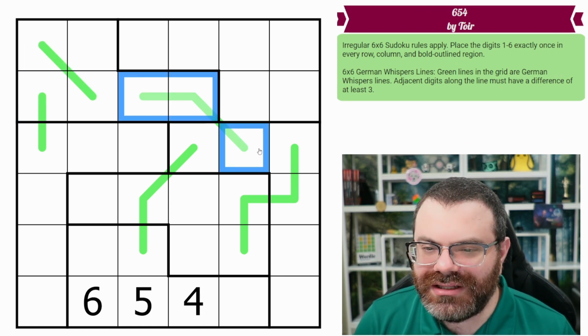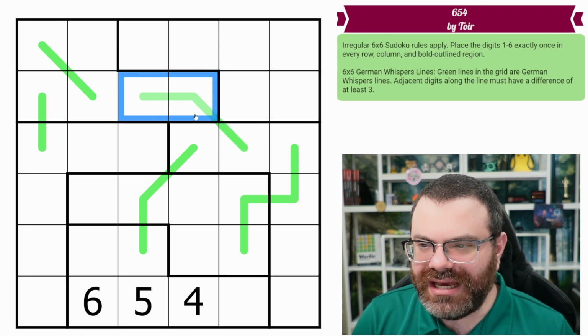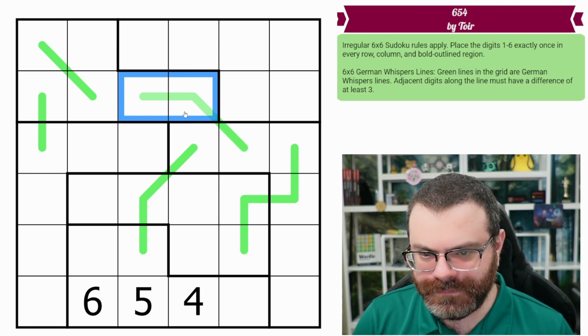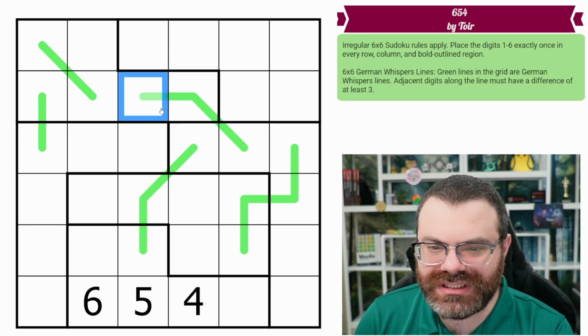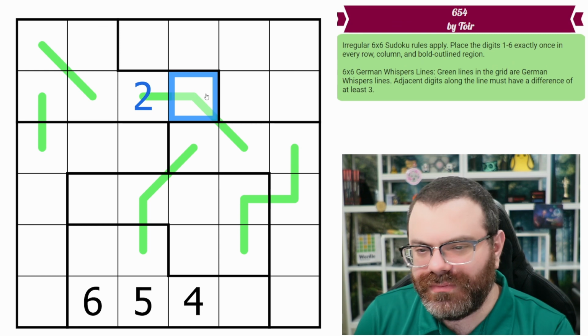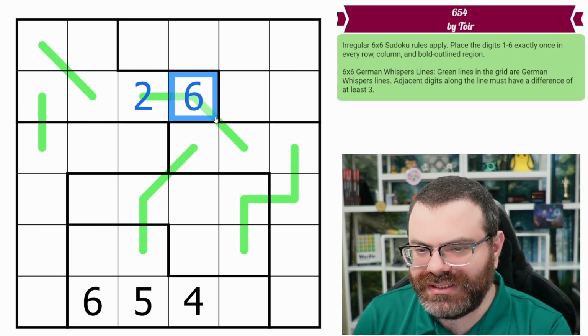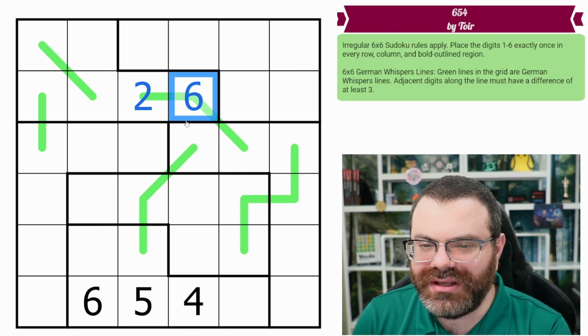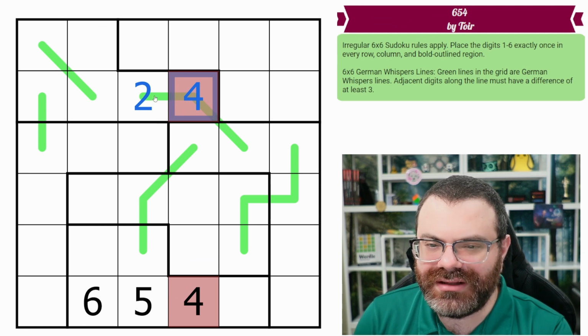We also have the 6x6 version of German whisper lines. Adjacent digits on the line have to have a difference of at least 3. So if this was, say, a 2, we couldn't go down low enough, so we'd have to go up to 5 or to 6 in order to have a difference of at least 3. If this was a 4, even ignoring the conflict checking here, that would be a difference of 2. 3 would be a difference of 1. That's not at least 3.